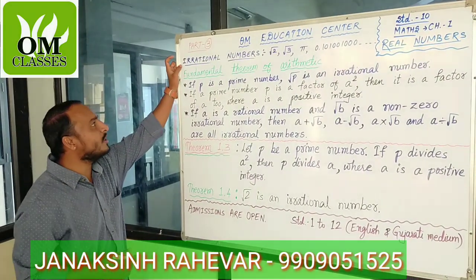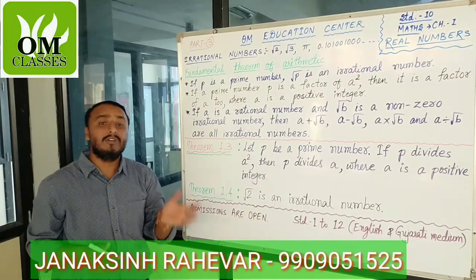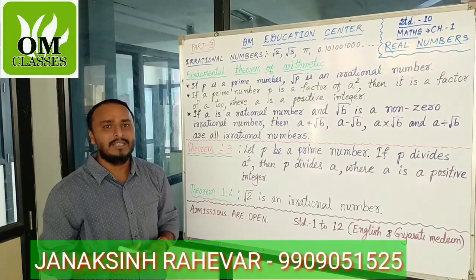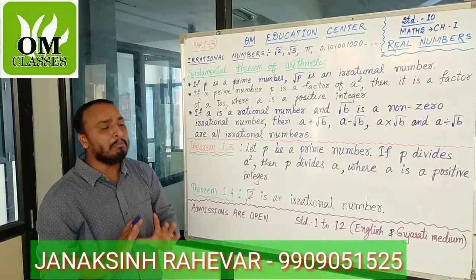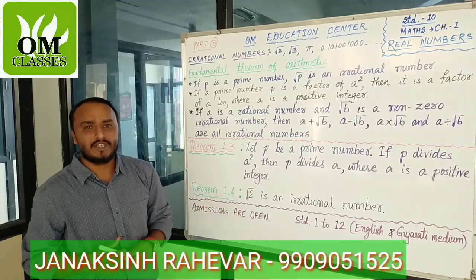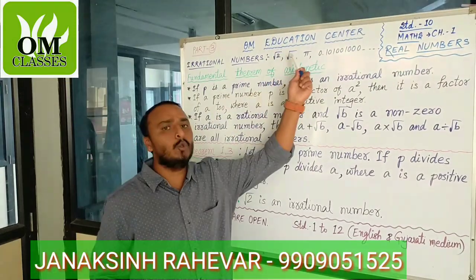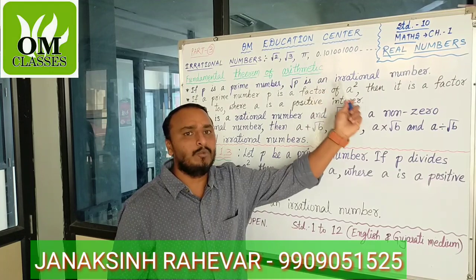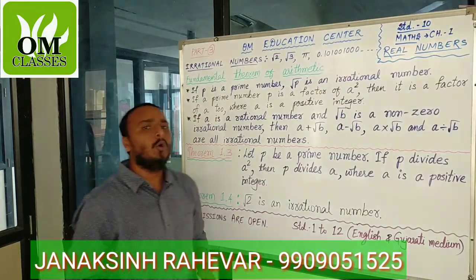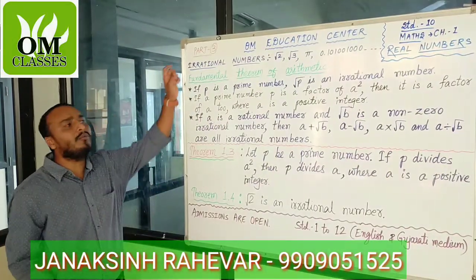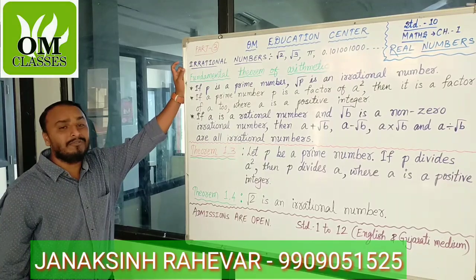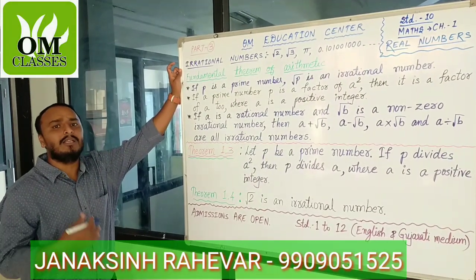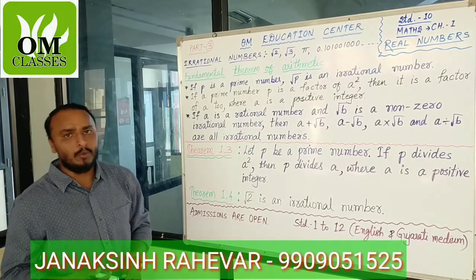So first we have to study irrational numbers. In the first part I have already explained what irrational numbers are. Irrational numbers are the numbers which are not rational, like root 2, root 3, pi, 0.10100100..., and so on. All these numbers are irrational. We can say that irrational numbers cannot be written in the form of p by q.